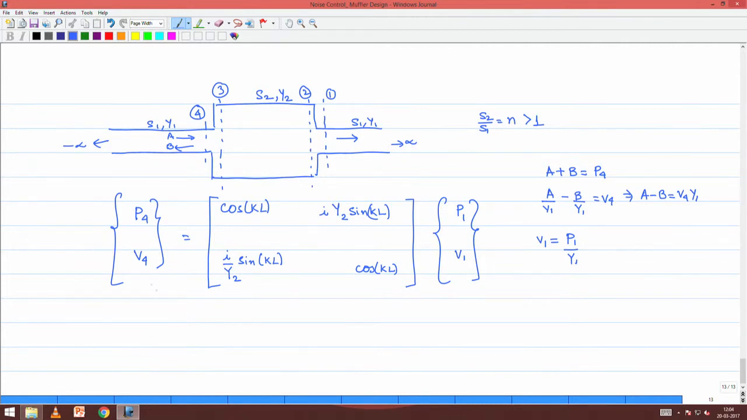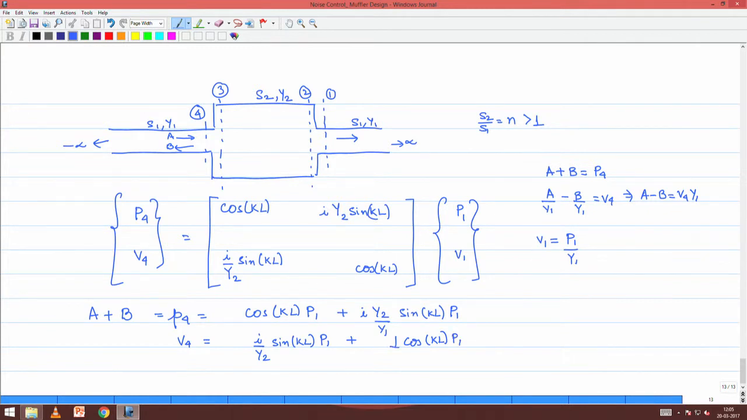Now, what we will do is we will open this matrix equation up. So, this would mean P4 is cos KL P1 plus i Y2 sin KL into V1, but V1 is P1 by Y1. So, I could as well write this as P1 by Y1 over here, right. So, this is P4, but then P4 is also known to be A plus B. Okay. So, A plus B is now related in terms of P1, right, which is the final transmitted wave. And similarly, if we open out V4, this V4 is given as i by Y2 sin KL P1 plus cos KL into V1, but V1 is P1 by Y1, right.